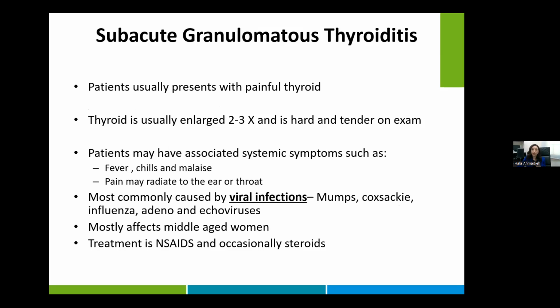They may have associated symptoms like fever, fatigue, chills. It's most commonly caused by certain viral infections, such as mumps, influenza, adenoviruses, mostly occurring in women. And usually the way of treatment is by giving them pain medication and NSAIDs to decrease the inflammation. And in some cases, we may resort to steroids to treat this entity.